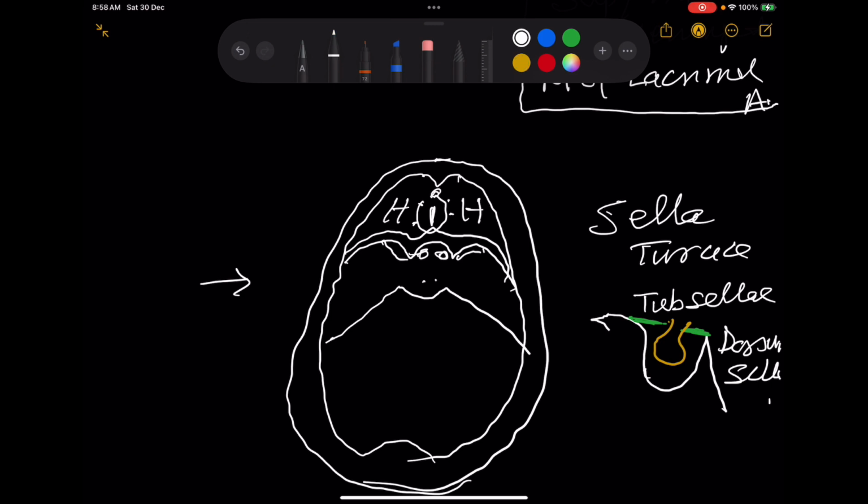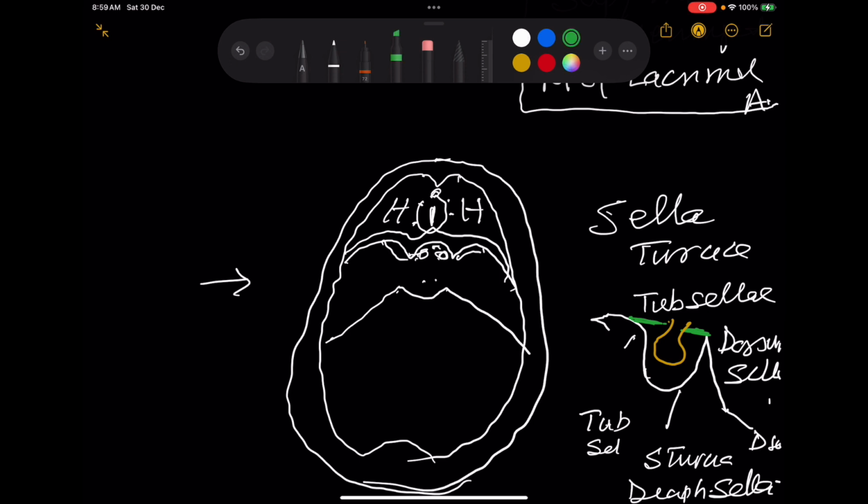infundibulum of the pituitary gland passes, and the pituitary gland lies here. So this is called as tuberculum sellae, sella turcica, and dorsum sellae. And the above part is called as diaphragma sellae. Okay, so this is tuberculum sellae. These are the two optic foramens. This is the anterior clinoid process, the posterior clinoid process.